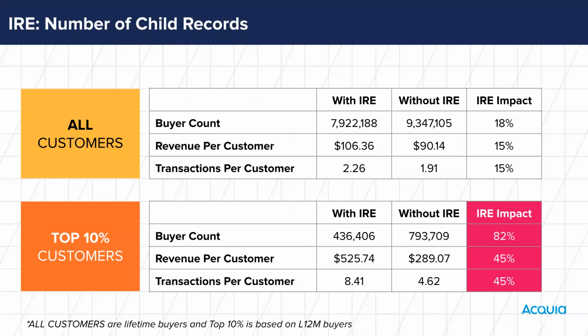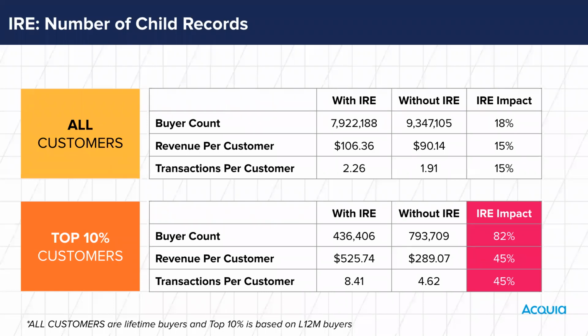So if we look at a buy account without identity resolution and with, you can see that there is an impact. It's a 20% impact, which sounds quite good. And you can see, for example, the revenue per customer goes from understanding that this customer has a revenue per customer of $90 to $106. That's significant. But the real value comes in looking at the top 10% of those customers.